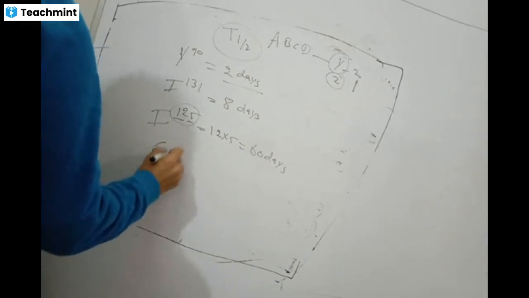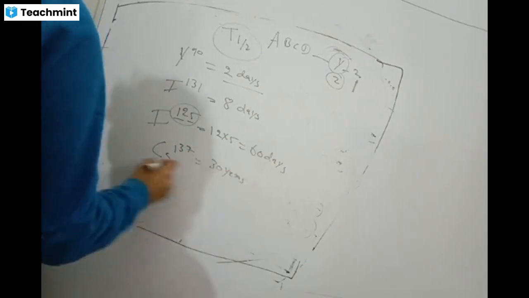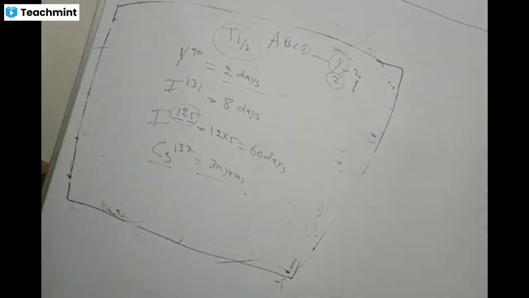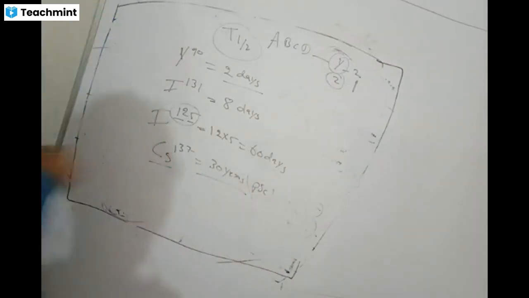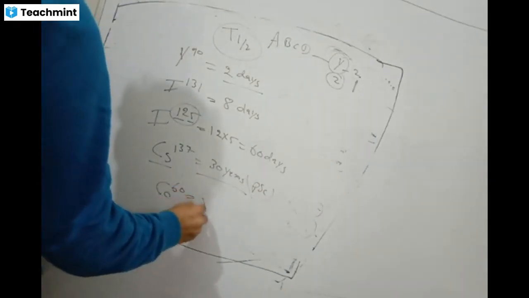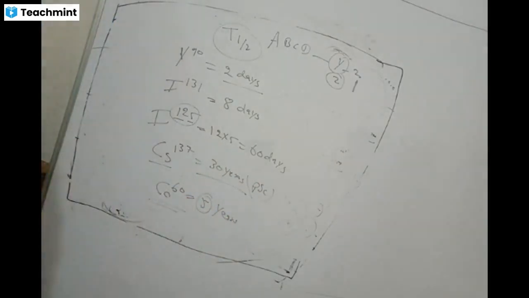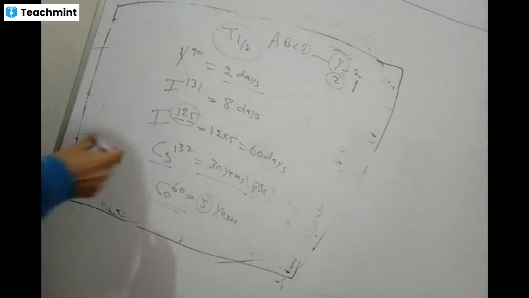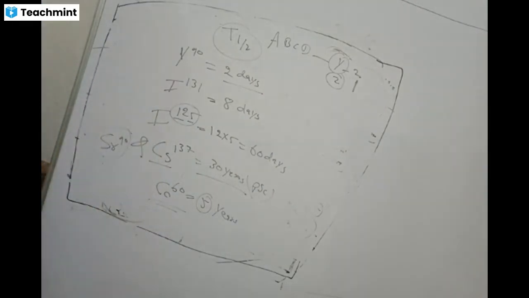Then cesium 137. It is 30 years. Cesium 137 is 30 years. It was asked in one PSC exam. Then cobalt 60, that is your 5 years half-life. Most important, cobalt 60. Not only cesium, the strontium 90, which we are using in electron therapy, is also having half-life of 30 years.